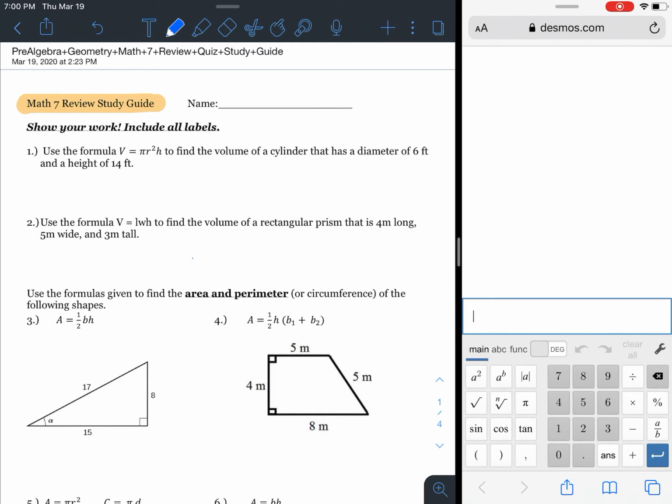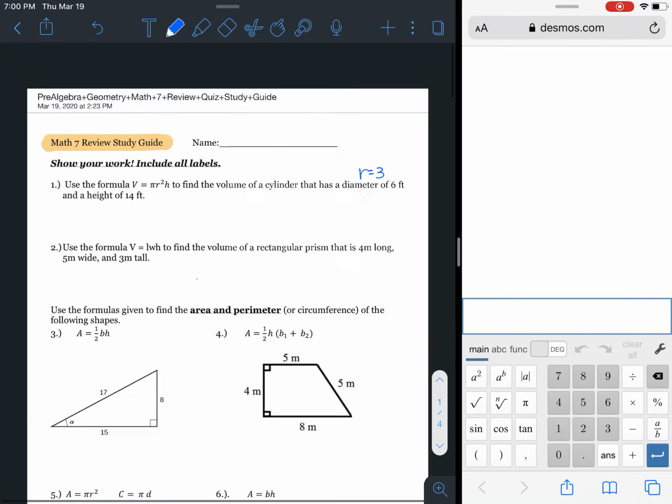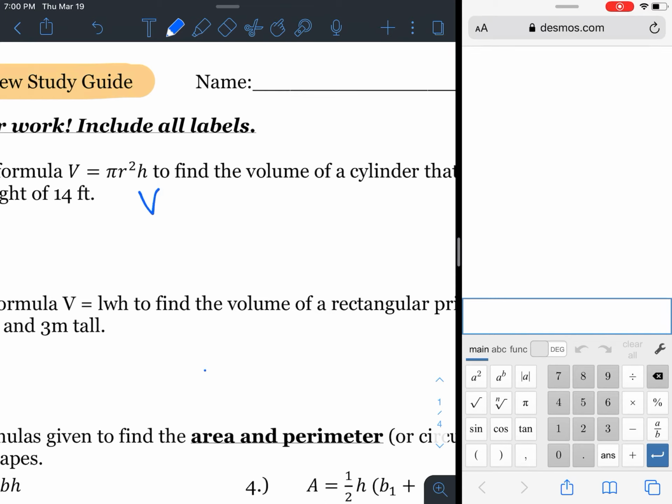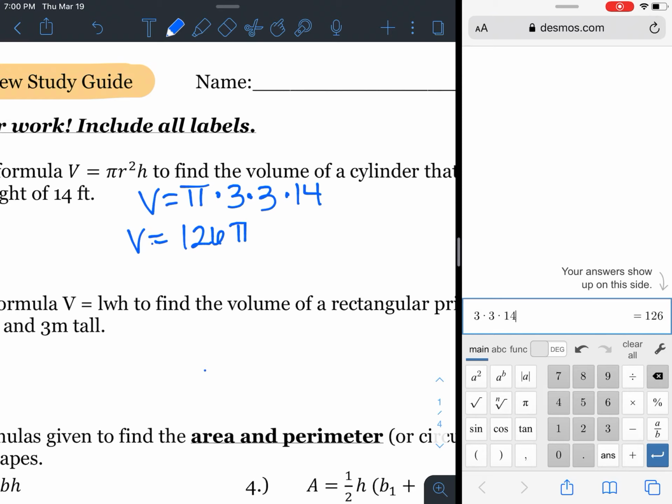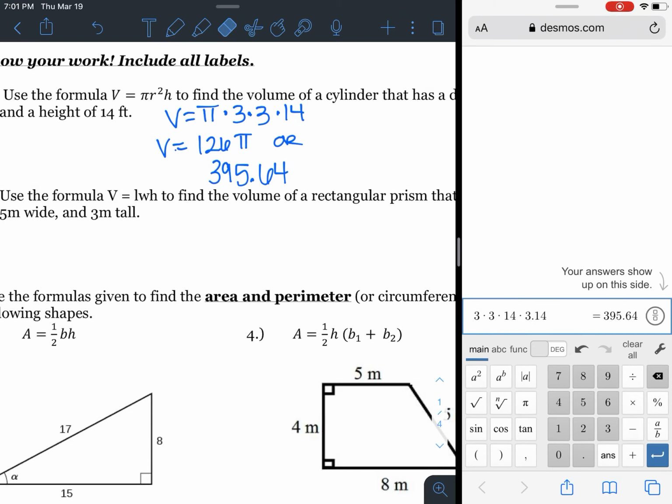Number 1, volume of a cylinder. Diameter is 6. That means the radius is 3, and the height is 14. So volume equals pi times 3 again because it's squared, times 14. 3 times 3 times 14 gives us 126. So you can leave it as 126 pi, or if you want to go ahead and multiply by 3.14, 395.64.